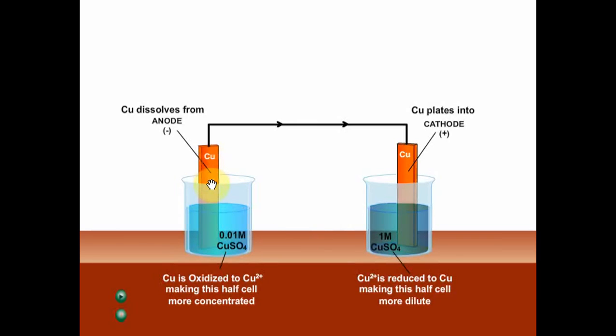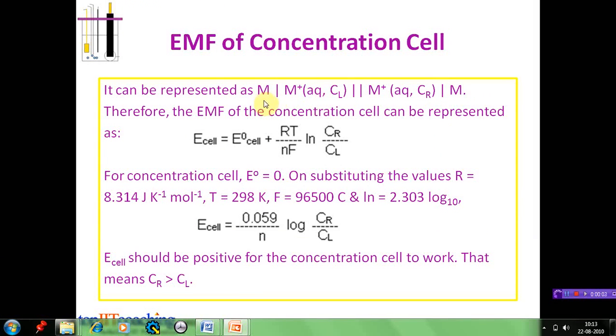The copper which is present in this electrode, that is the anode, oxidizes into copper ion and two electrons are liberated. This copper ion is then released into the solution. Thus, gradually this solution becomes more concentrated. The two electrons which are released then travel to the other side, where they combine with the copper ion from the solution and deposit the copper on the electrode. Thus, this solution gradually becomes diluted.